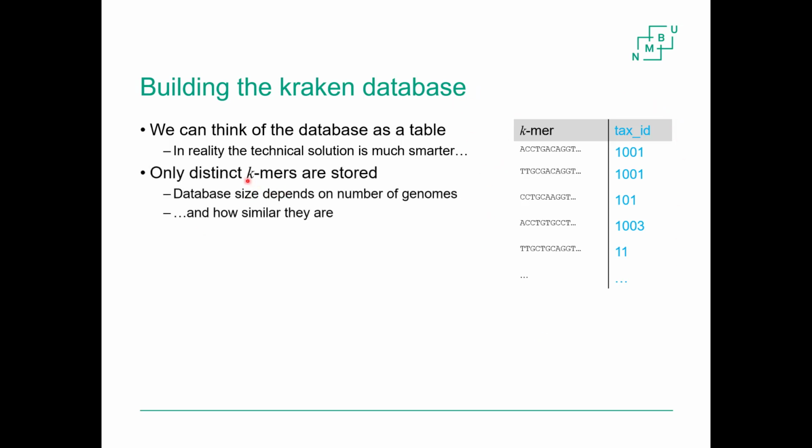And remember, only the distinct k-mers are stored. So how many k-mers are actually stored? Well, it depends on the number of genomes, of course, but also how similar they are. Because remember that when you collect k-mers from a new genome, you only collect the new k-mers that you haven't seen before. So if you add many genomes that are very, very similar to each other, the database doesn't grow very much after the first genome.